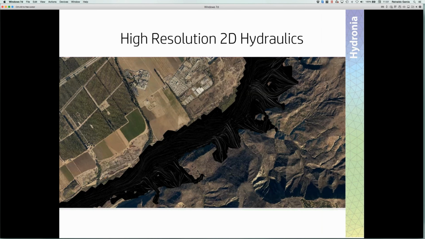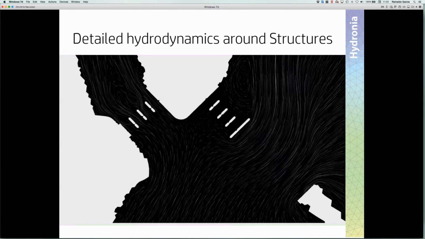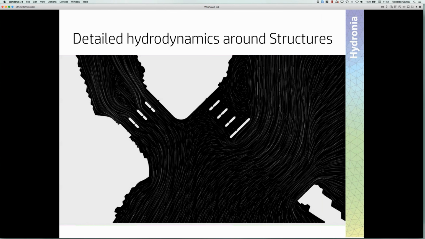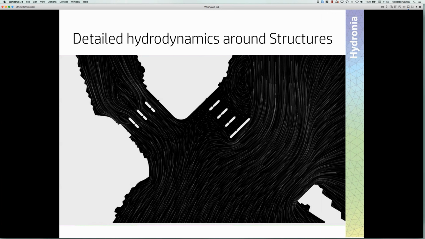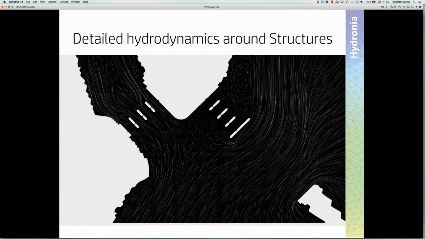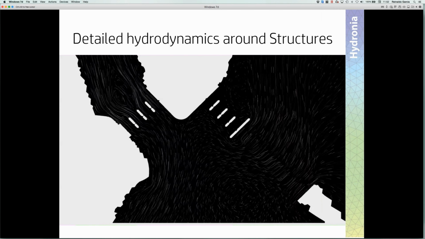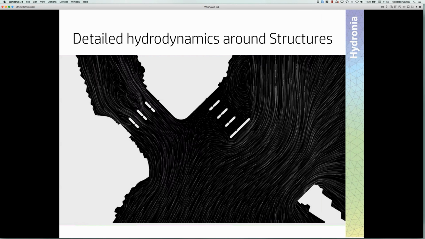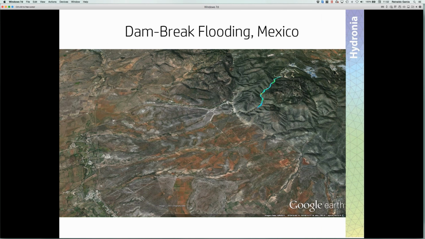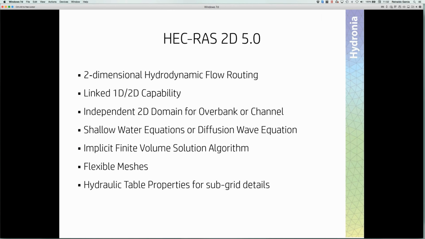Now this allows the model to provide a lot of detail depending on what you want in your application. You can model complex hydraulic structures, as you can see here, with a large level of certainty in the results. This is a dam break flooding in Mexico. These animations are created by the SMS user interface, where you can export the results to Google Earth in a very simple way. Now, the second model we are testing is HEC-RAS-2D.